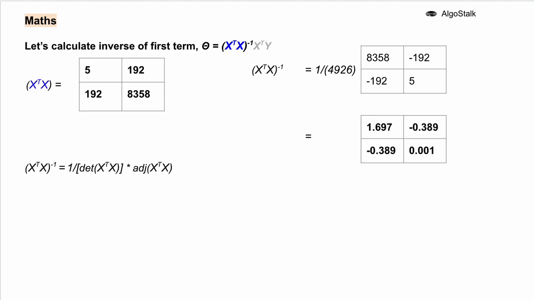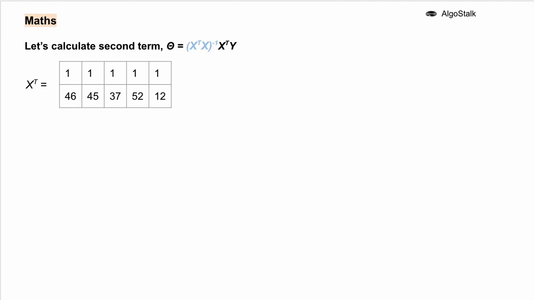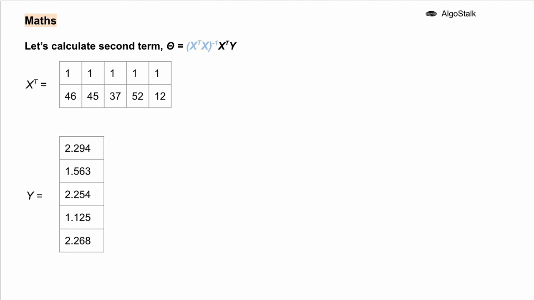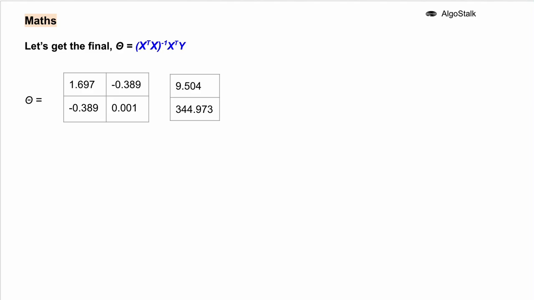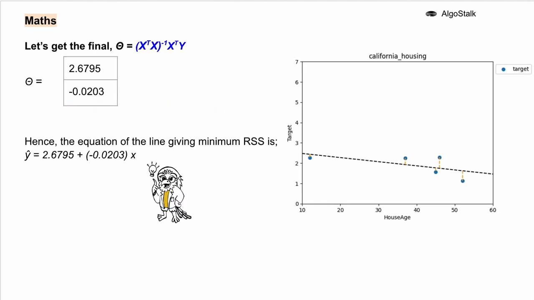To get the desired matrix, in order to calculate the second term of the normal equation, we take x transpose and matrix y to get the product of matrix x transpose times y. Finally, we can take the product of both the terms we just calculated to get the value of matrix theta. We have now calculated everything and we are ready to find our final result.